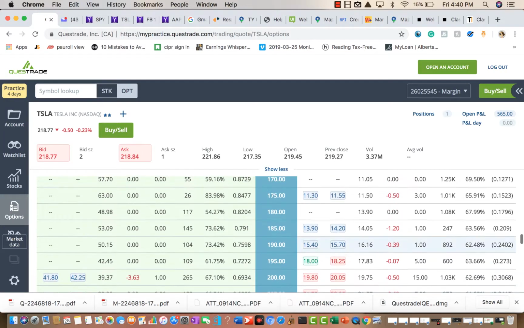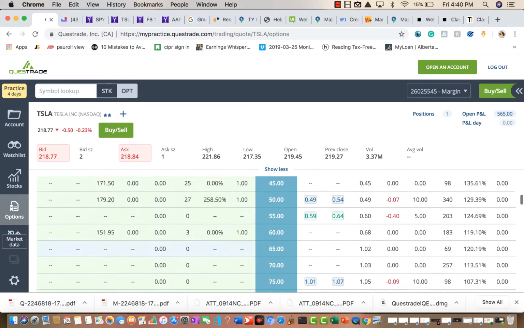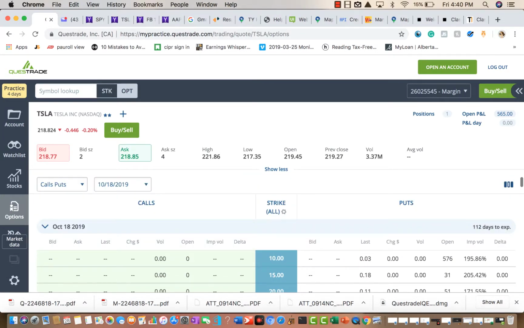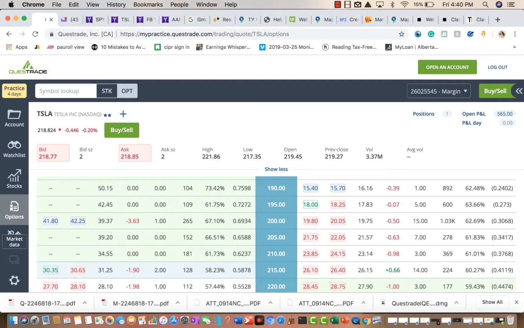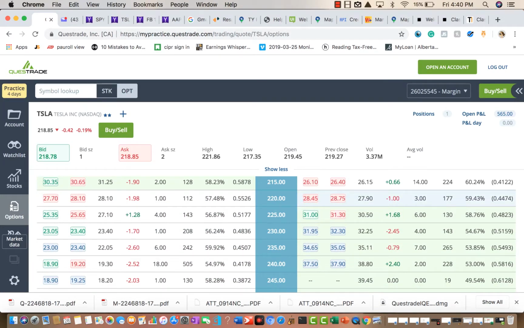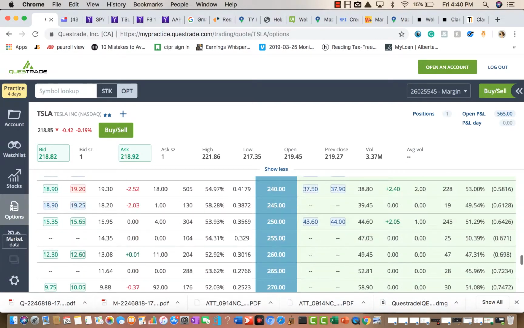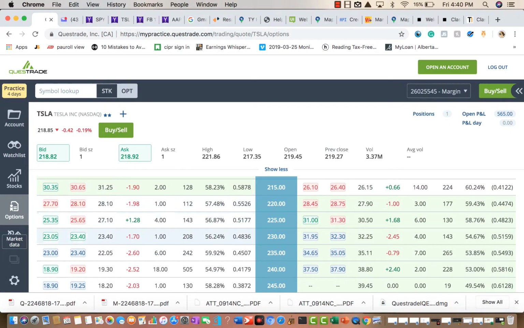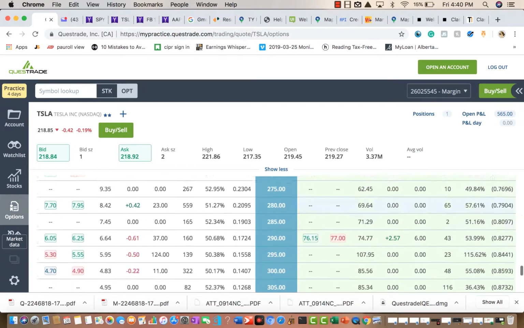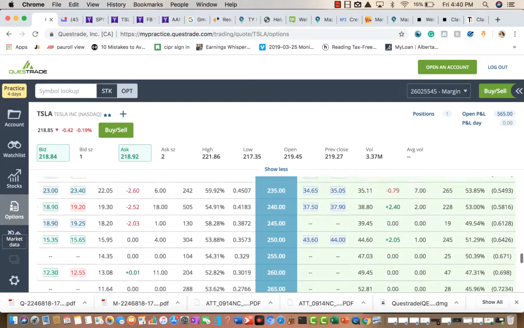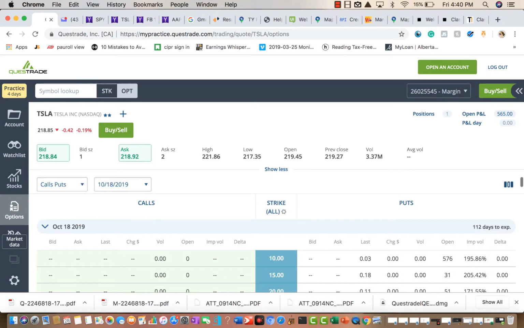Okay, and you guys can see right here for calls, the ones highlighted in green on the left-hand side are the ones that are in the money, and the ones that are out of the money are the ones that are not highlighted in green. So you always want to buy a call option or a put option that's in the money, deep in the money, as a general rule of thumb.